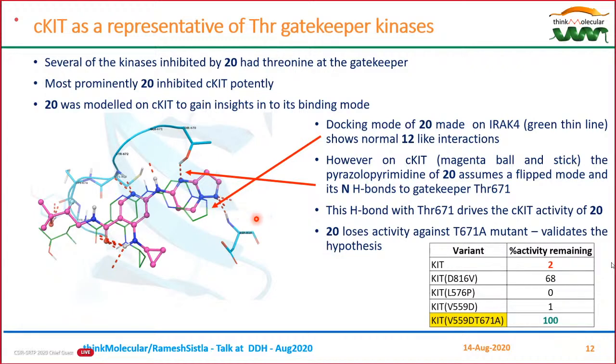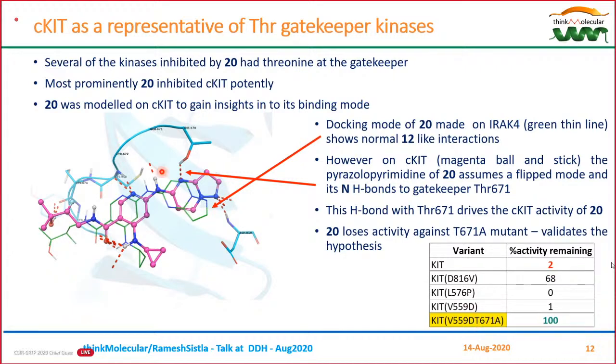Another thing that validated the hypothesis was when we sent 20 for the Ambit panel. They test on various variants of the c-KIT kinase, one of the mutants being T671A, where they mutate this threonine into an alanine. Mind you, in this case the number shows how much c-KIT activity remains in the presence of the compound. A lower number means the compound is inhibiting c-KIT very strongly, and a higher number means it is not inhibiting at all.